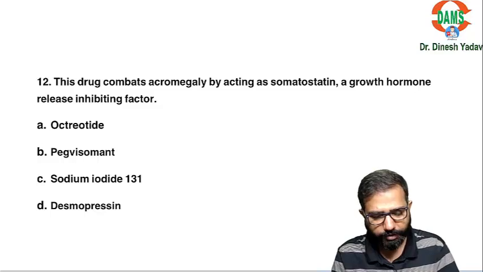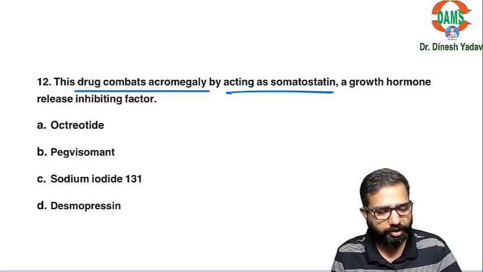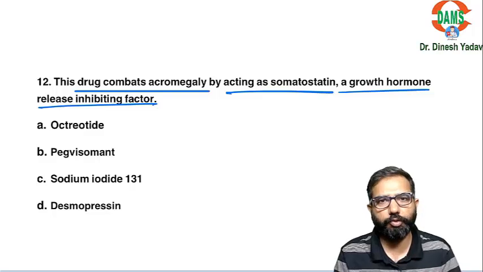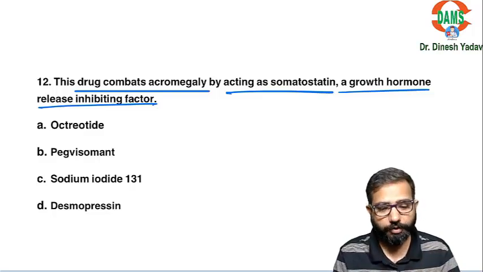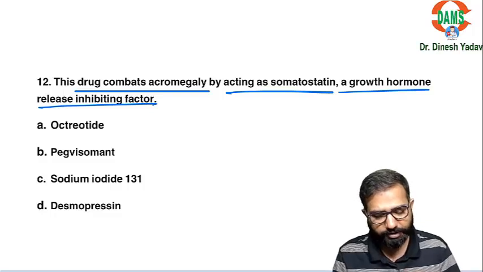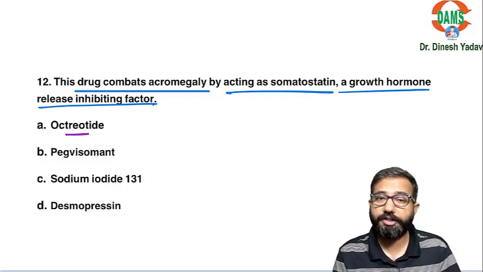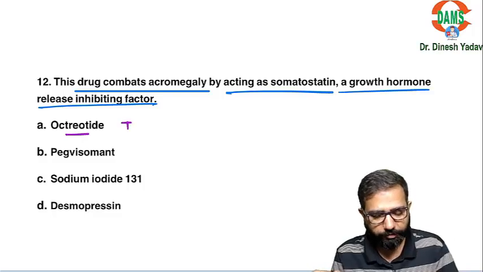Next question. This drug combats acromegaly by acting on somatostatin, a growth hormone inhibitor. So basically it's a somatostatin analog used for acromegaly, and it's a growth hormone inhibitor. Which drug is this? Octreotide is a somatostatin analog. It is a growth hormone inhibitor, GHIH, growth hormone inhibitory hormone, and it is used for acromegaly.